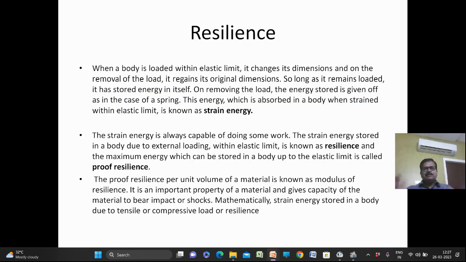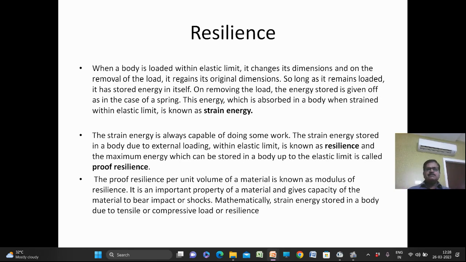Next, resilience. Whenever a body is loaded within the elastic limit, we know that it changes its dimension, and on the removal of the load it comes back to its original state or restores its original dimensions. So long as it remains loaded, some amount of energy is stored in the member, which is known as the strain energy. The strain energy is always capable of doing some work. The strain energy stored in the body due to external loading within the elastic limit is known as resilience.